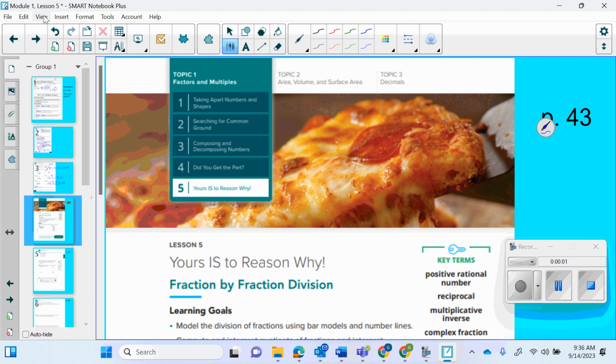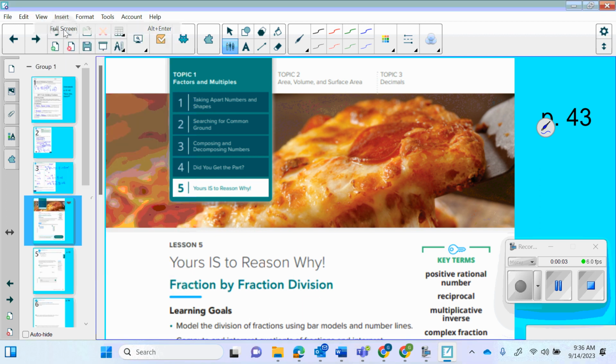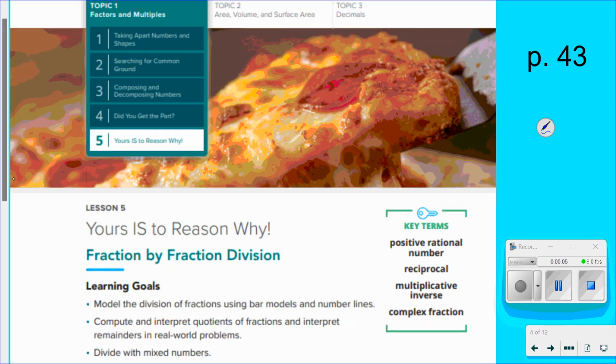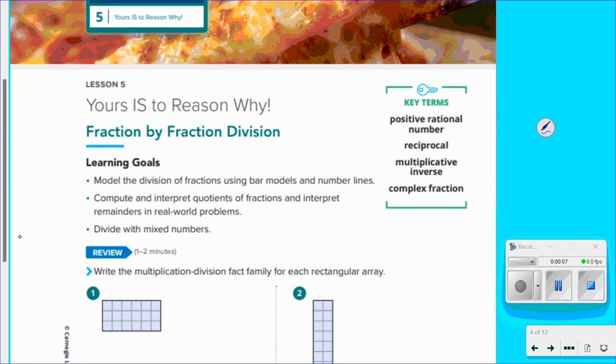We're going to start dividing fractions. But before we do that, let's just go over our learning goals. Model division of fractions using bar models and number lines. I'll be honest, we're not going to do a whole lot of that today. Compute and interpret quotients of fractions and interpret remainders in real-world problems. That is going to be a big piece. That's where our word problems come in, and dividing with mixed numbers. So 2 of the 3 major ones we'll get through today.